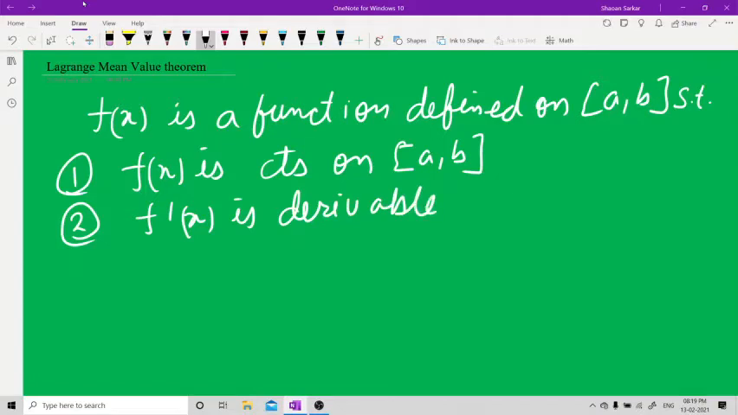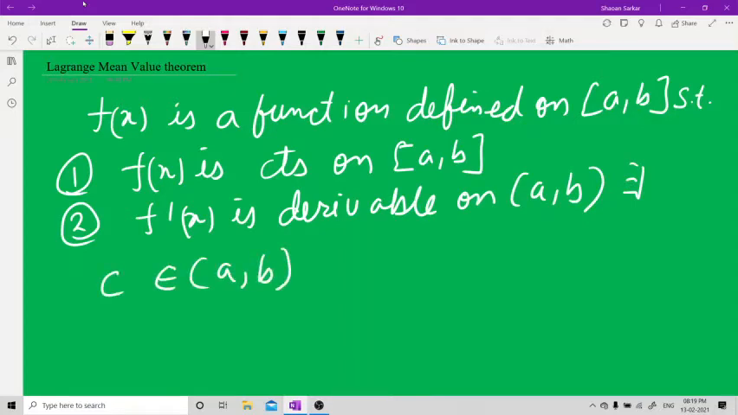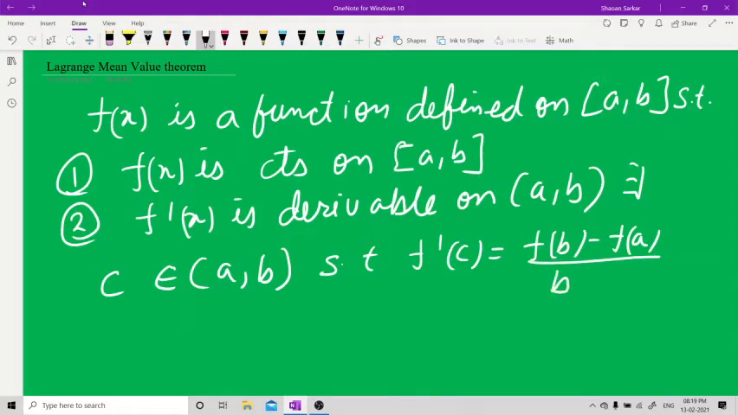derivable on the open interval (a, b). Then there exists some point c belonging to (a, b), with a less than b, such that f'(c) is equal to (f(b) minus f(a)) upon (b minus a). This is the statement of Lagrange. You don't need to go into the proof of this. No need of the proof.